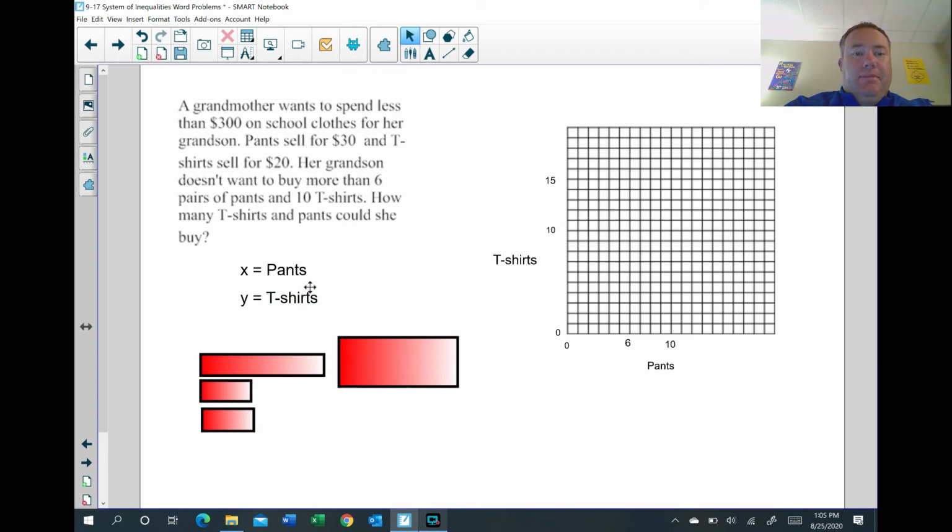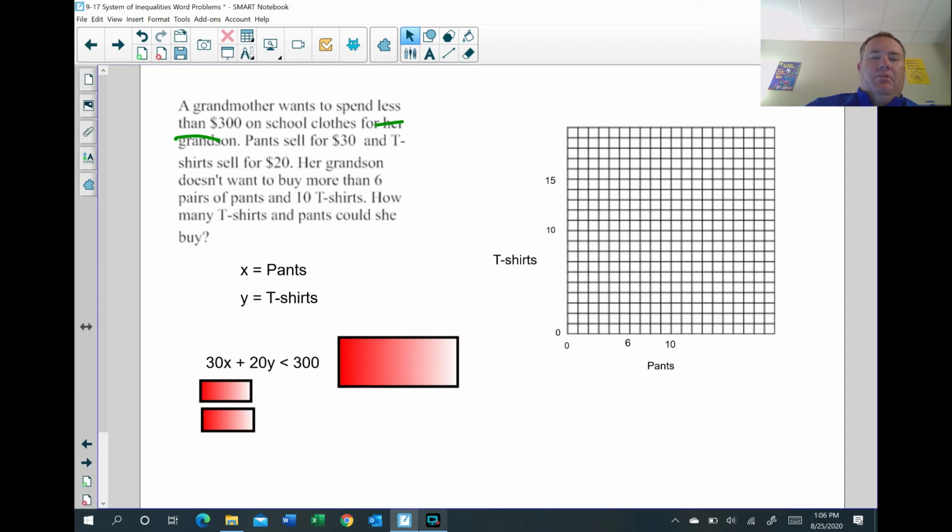So now, same kind of idea. It says spend less than. So you're going to use the less than symbol, less than 300. And again, that 300 has value, so that means that the t-shirts have to be multiplied by 20, and the pants need to be multiplied by 30. So when we write that, 30x plus 20y has to be less than 300.